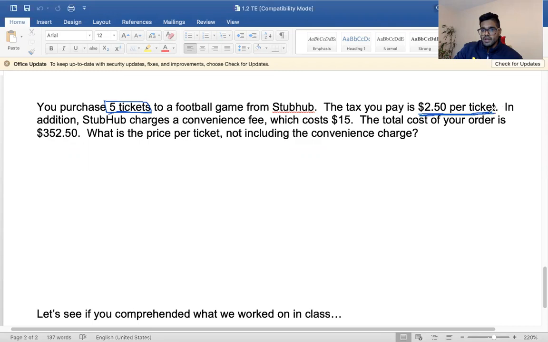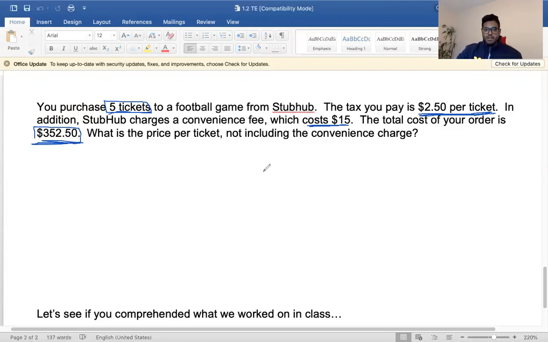Because we know that if you buy 5 tickets, then this is going to be $2.50 times 5. StubHub charges a convenience fee, which costs $15. Now, this is not $15 per ticket; it's just a flat rate of $15. And we know that the total cost here is $325.50. So I kind of just underlined all the important stuff.